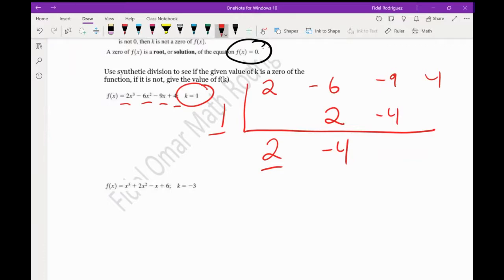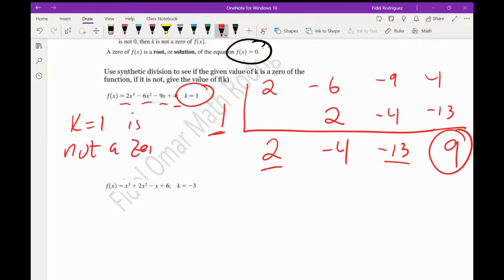And let's see, -9 minus 4 is -13. So when I multiply 1 times -13, that's -13. Add these together, that's a 9. Okay, so what we would say here is k equals 1 is not a 0 because f of 1 is equal to 9.